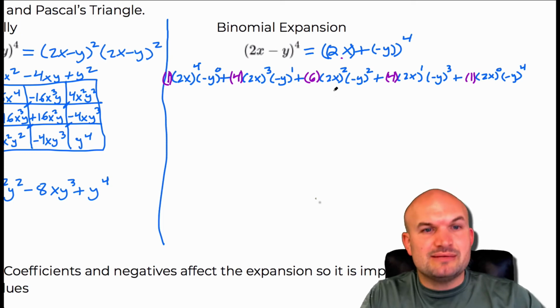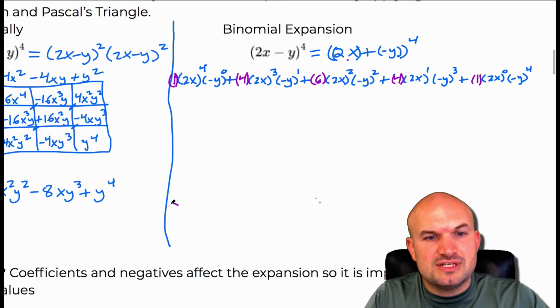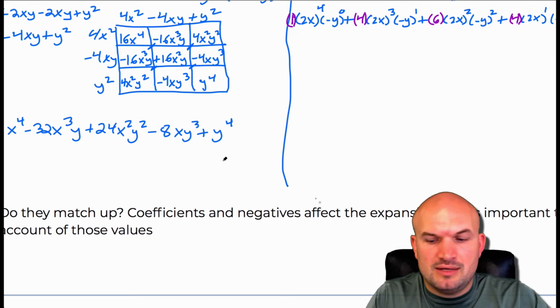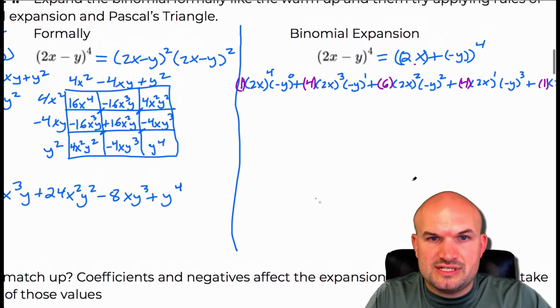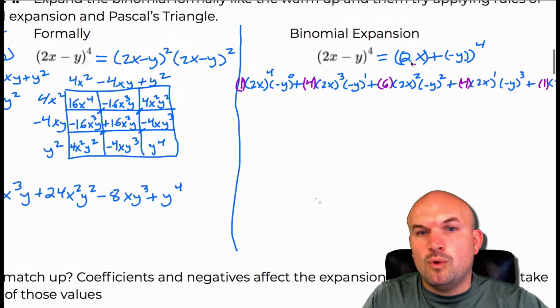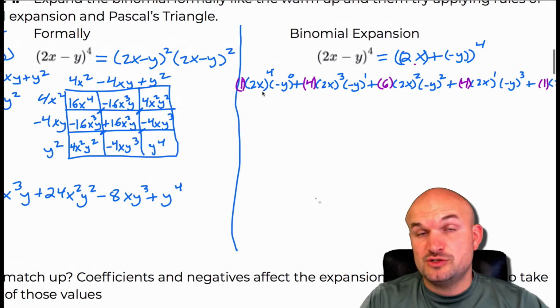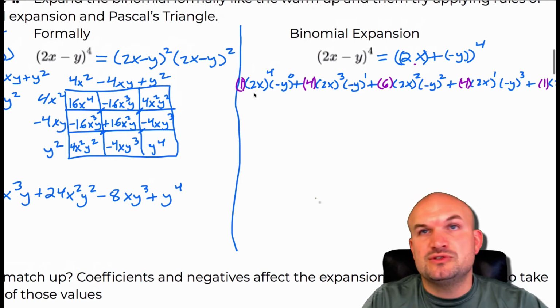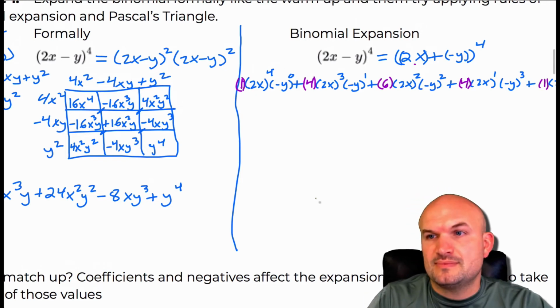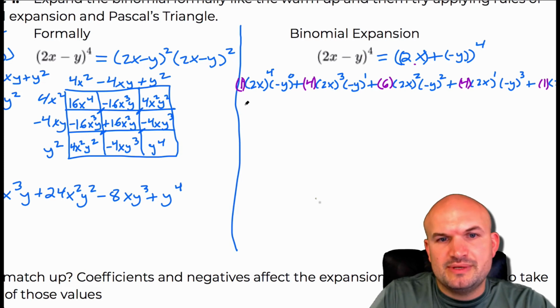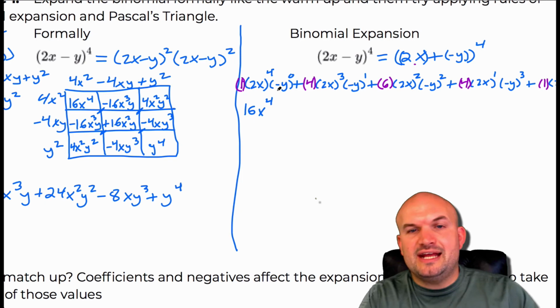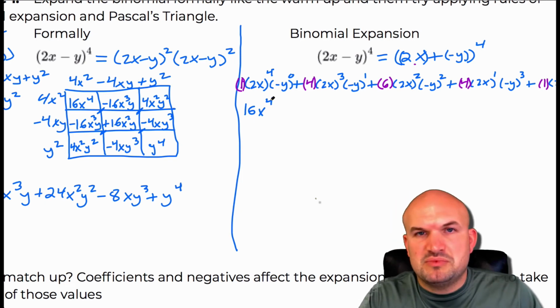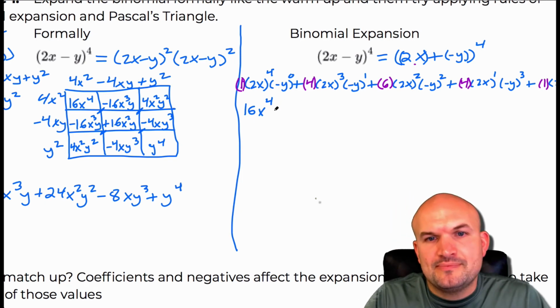Now we just want to simplify it and make sure that it equals the same as the other example. So we have 1. Now 2x to the 4th is 2x times 2x times 2x times 2x, right? So 2 to the 4th is going to be 16. So that's going to be 16x to the 4th. And then obviously negative y to the 0 power is just 1, so I'm not going to worry about it. Let's get to the next one here.